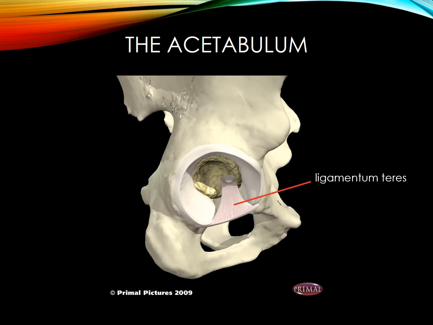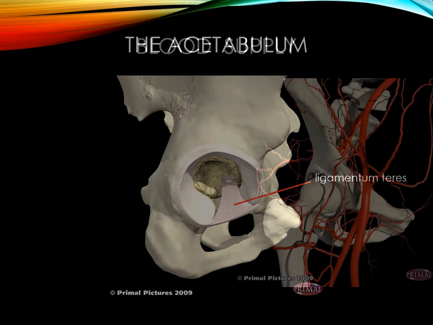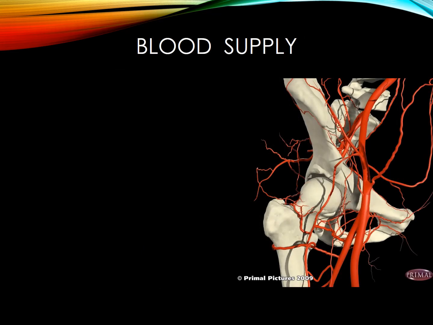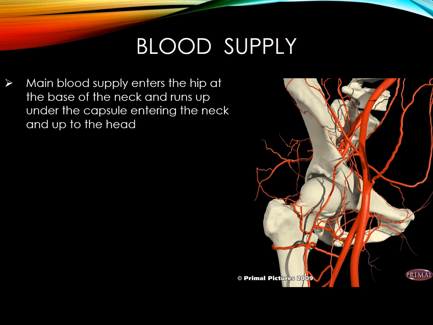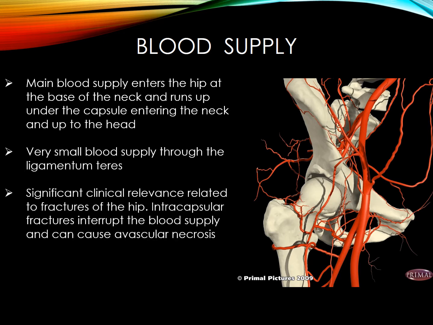In fact, the most important thing about the anatomy of the hip is the blood supply. This is because the blood supply comes from one direction only. That's from the base of the neck, and it runs up under the capsule and enters into the head. And there's obviously no blood coming in from the other direction, apart from a tiny amount of blood coming through the ligamentum teres.